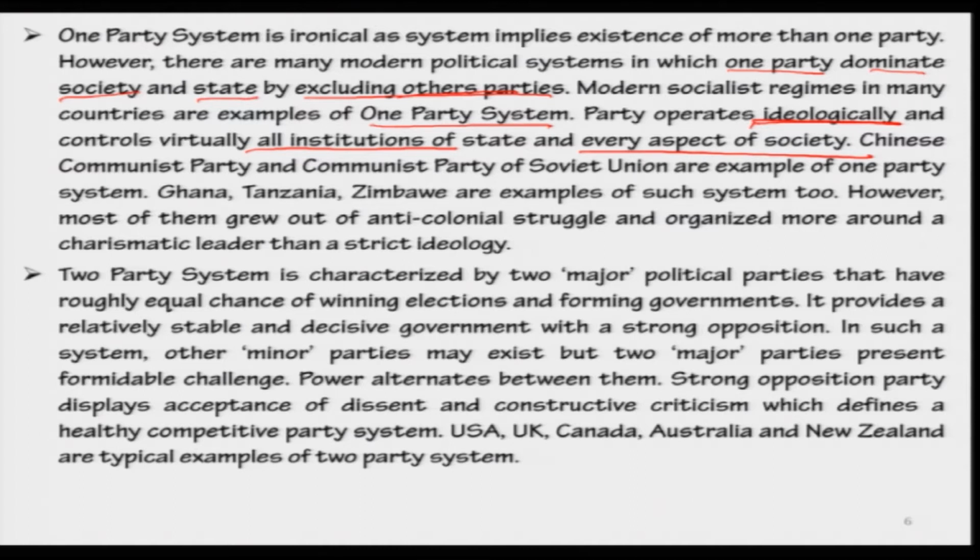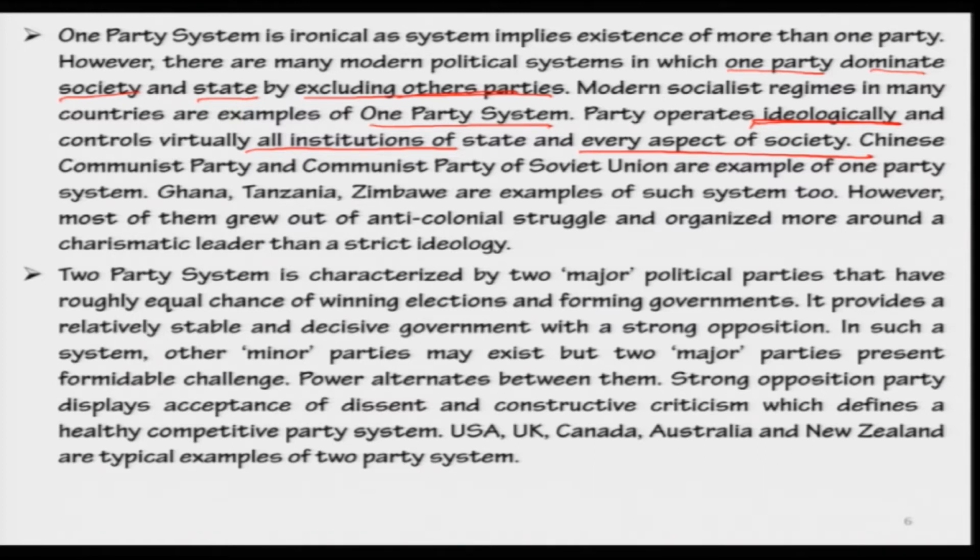The two classical examples of one party system are the Chinese Communist Party and the Communist Party of the Soviet Union. However, there are many other democracies where there exists one party, or we can call them one party systems. For example, Ghana, Tanzania, Zimbabwe are also examples of one party system.